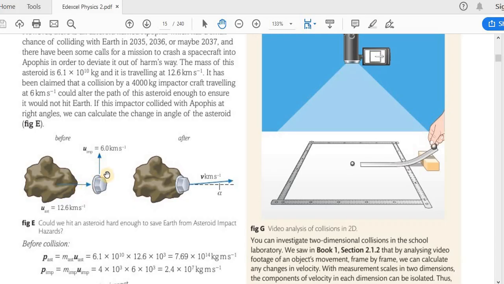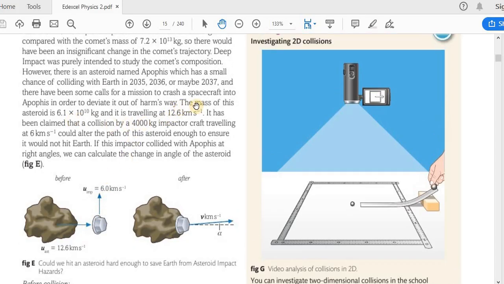So they have the spacecraft which is moving at 6 kilometers per second. Now this is traveling at 12 kilometers per second. The mass of this asteroid is 6.1 into 10 to the power 10 kilograms. And the mass of the impactor craft, that is this one, is 4,000 kilograms.